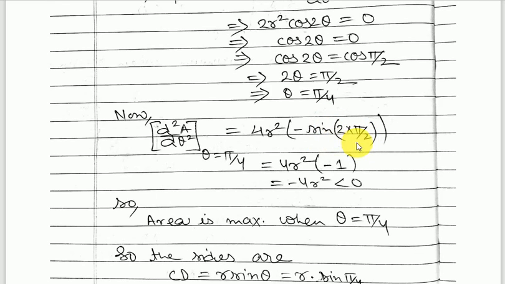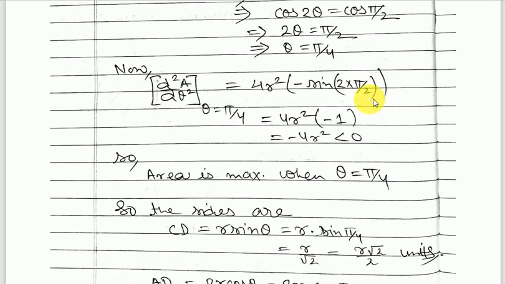Here, when you are copying, I have missed out. This should be pi upon 4. So please, when you are copying it, correct this.